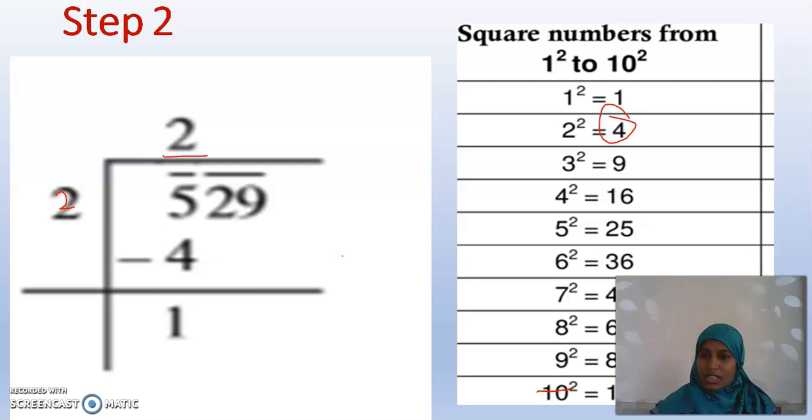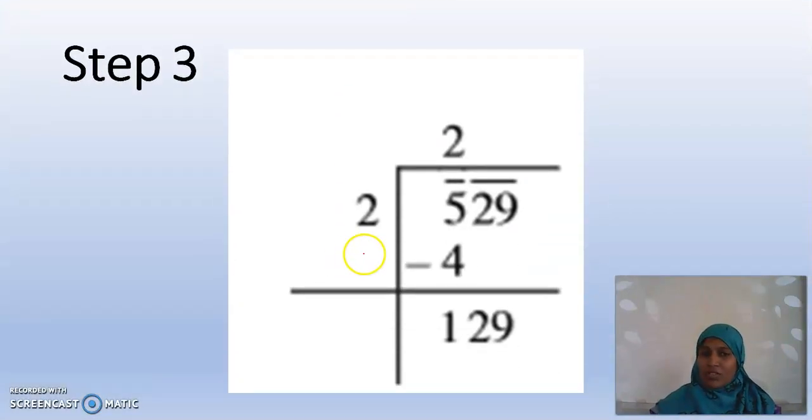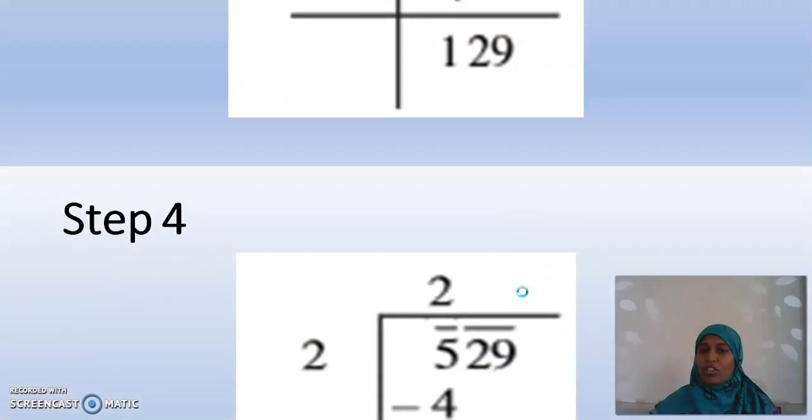Now what is the third step? It's very simple. After subtracting, bring down the next bar number. What is there in the second bar? 29. Bring these two numbers together. Okay, this is the third step. Very simple step. Now what is the fourth step?